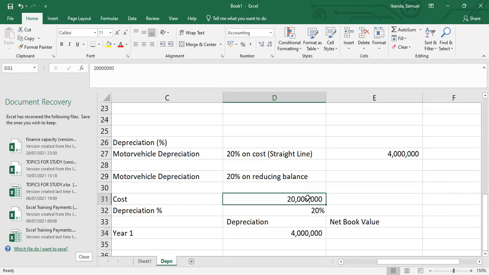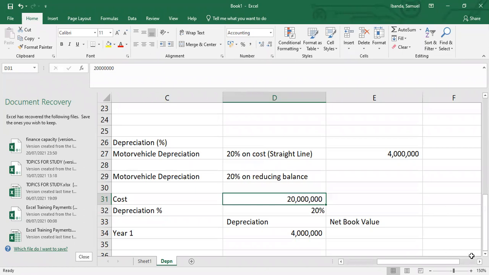Now, in the first year, the reason why we say 20% times the 20 million is because in year one, the net book value is the cost itself. In year one, the net book value will be the cost in itself. And that is why either you're using straight line method or reducing balance, the depreciation will always be the same in year one. You get it?